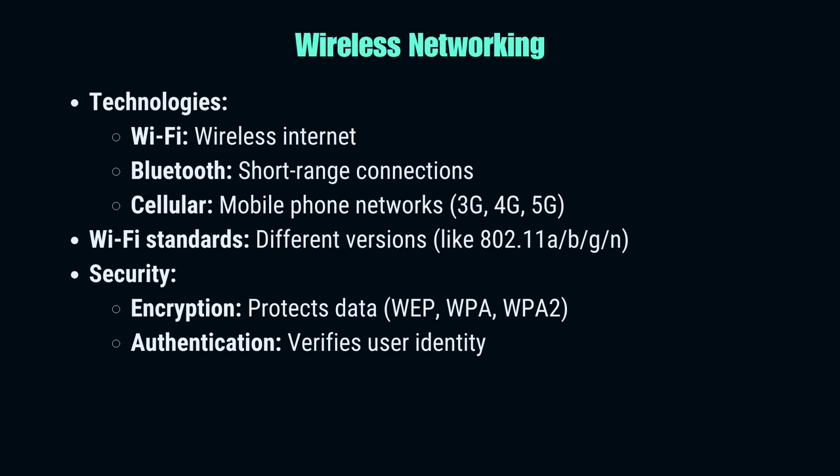Other wireless technologies include Bluetooth for short-range communication and cellular networks, 3G, 4G, 5G, for mobile devices. Security is crucial in wireless networks, with protocols like WPA2/WPA3 encrypting data to prevent unauthorized access. Now let's explore how we keep these networks safe with network security.